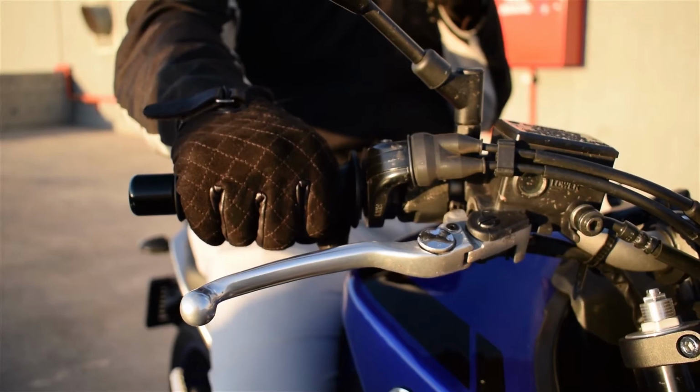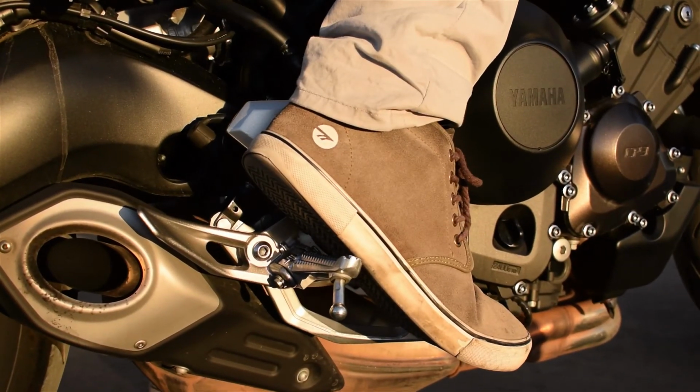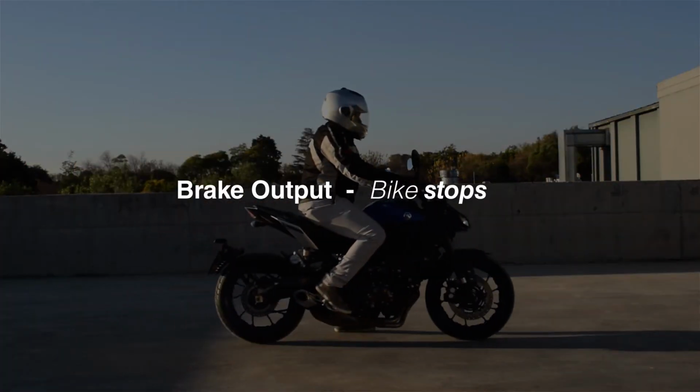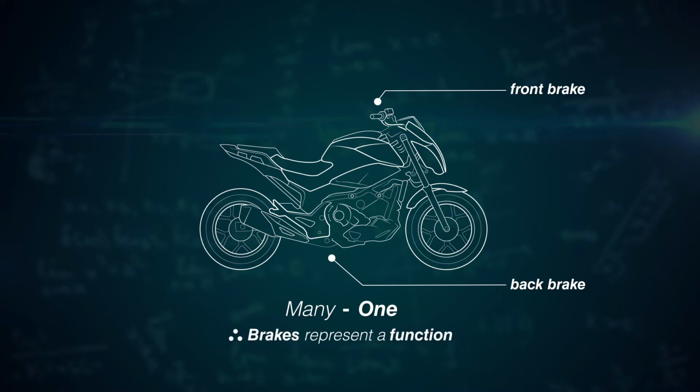Example 3. Input C, the brakes. When triggered, the output of the brakes, both front and back, have a single output. The bike stops. We again have a single output from many inputs, which means that this is a many-to-one relation and therefore represents a function again.